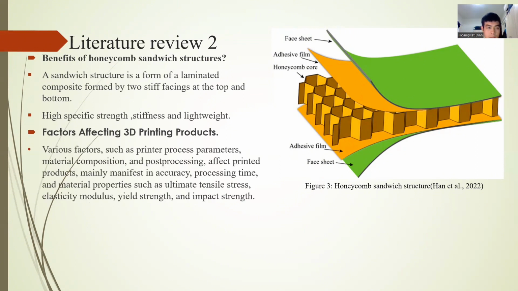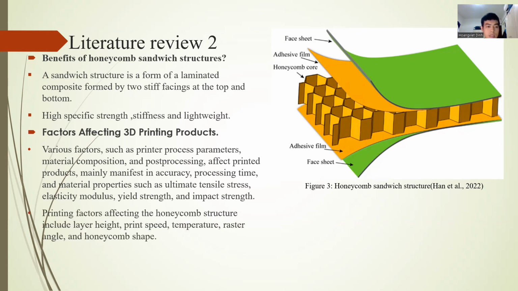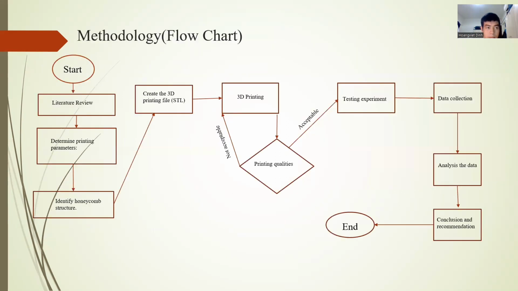Various factors such as printing process parameters, material composition, and post-processing affect the printed product, mainly manifesting in accuracy, processing time, and material properties such as ultimate tensile strength, elastic modulus, yield strength, and impact strength. Printing factors affecting the honeycomb structure include layer height, printing speed, temperature, raster angle, and honeycomb shape.